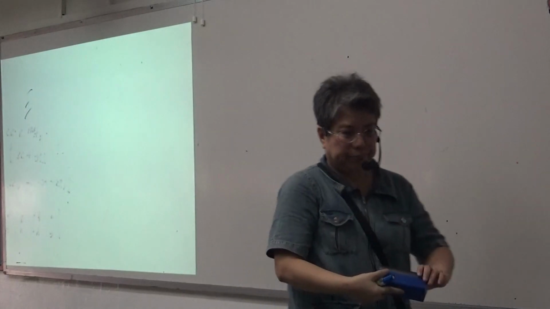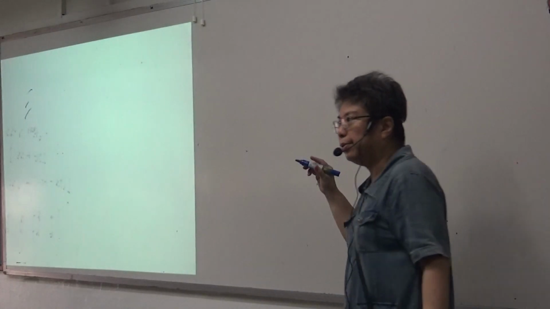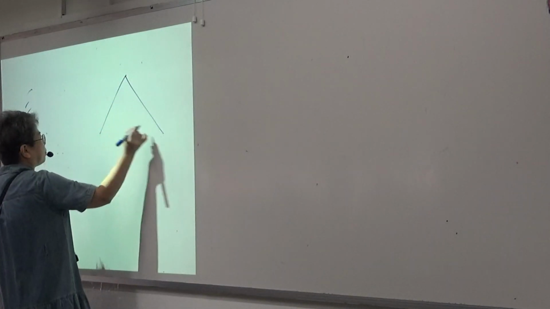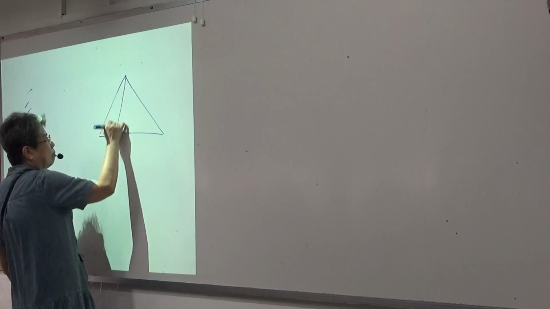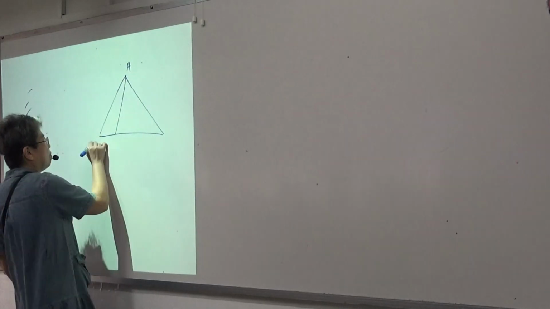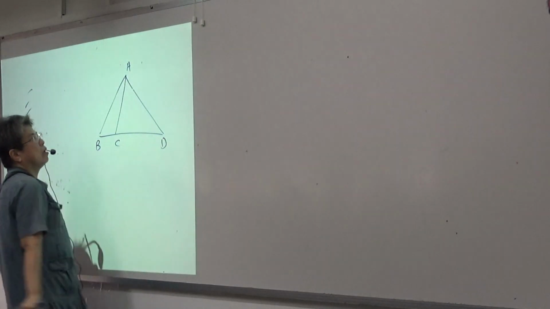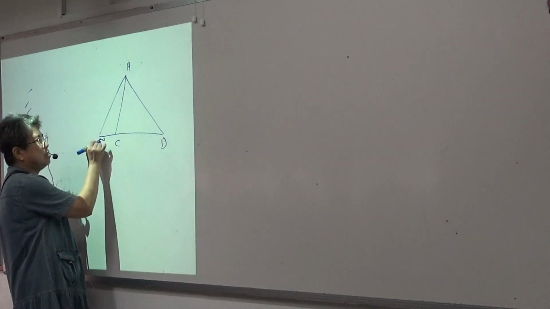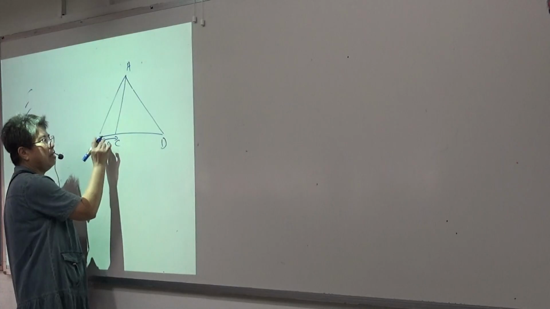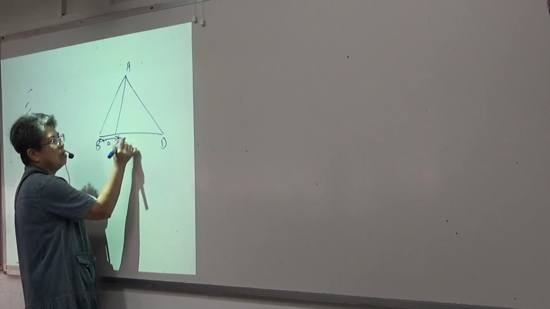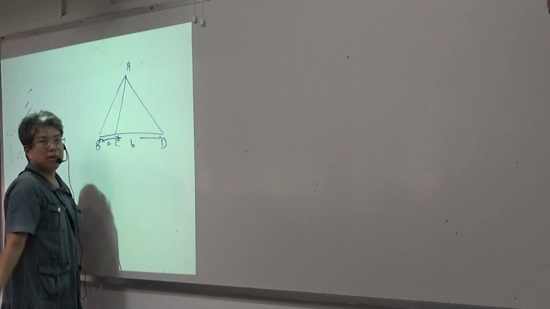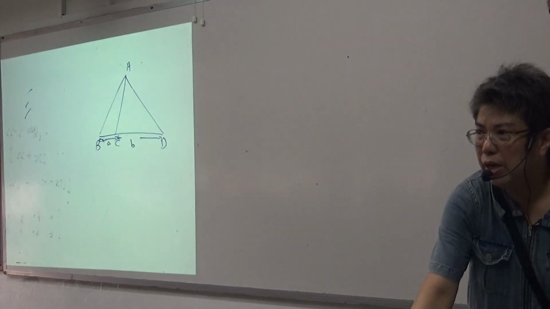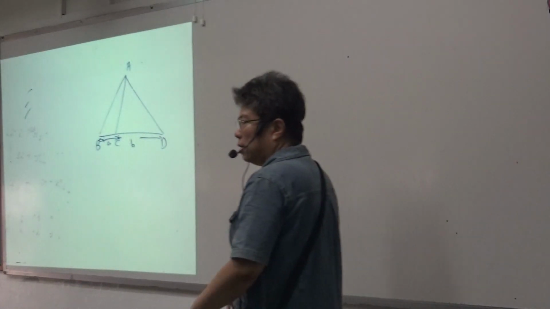All of you look at the board. I'm going to revise something. This is important. Now, let's say this is of length A. From here to here is of length B. Understand?